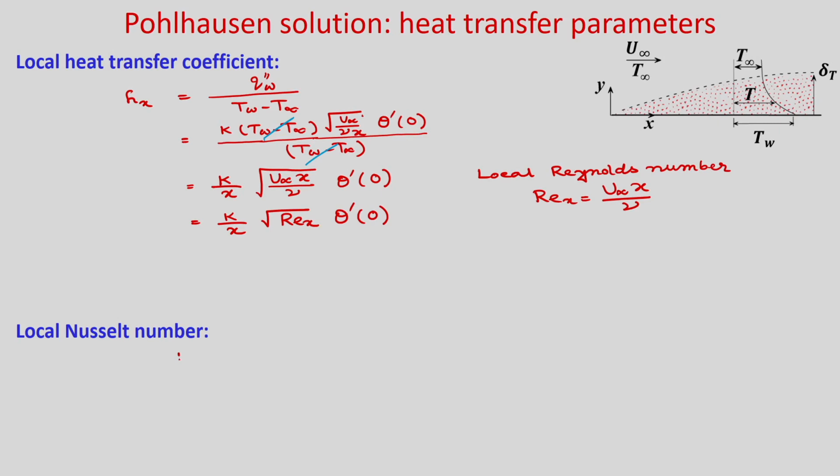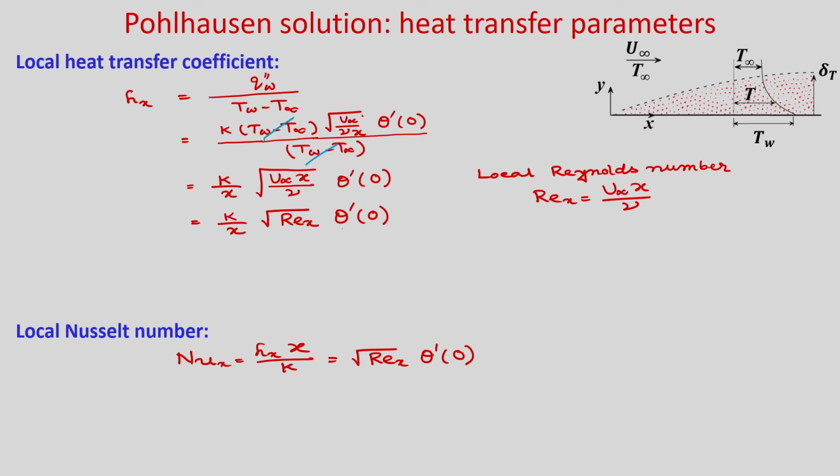So, the local Nusselt number is defined as h_x x by k. You can see this x by k, if you take this side, you will be left with root Re_x theta prime 0. So, once you can find the derivative theta prime at eta equal to 0, then you will be able to find the value of the local heat transfer coefficient and the local Nusselt number.